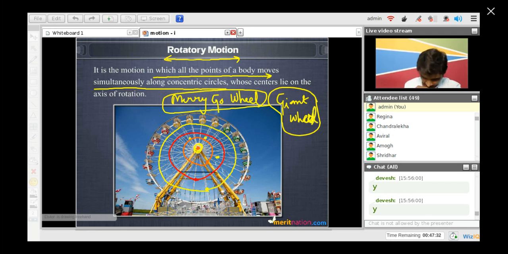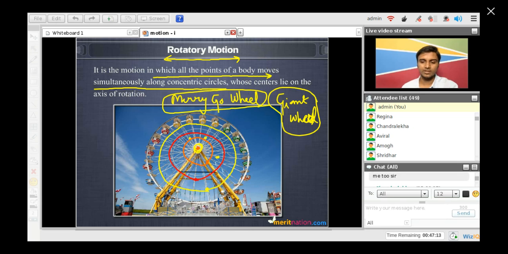Merry-go-round or giant wheel. So basically it is an example of rotatory motion in which all the points of the body move in a circle, in concentric circles. This is rotatory motion. Let's move ahead. Is it clear to everyone of you? Rotatory motion is basically movement in a circle.